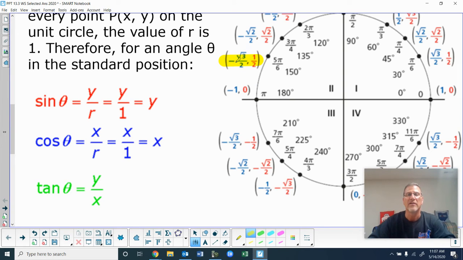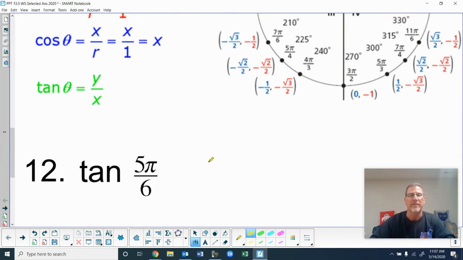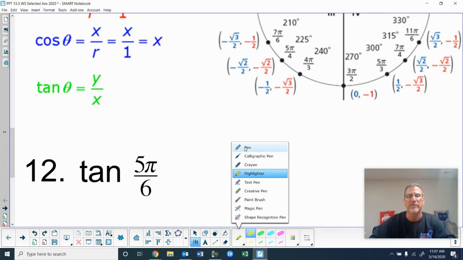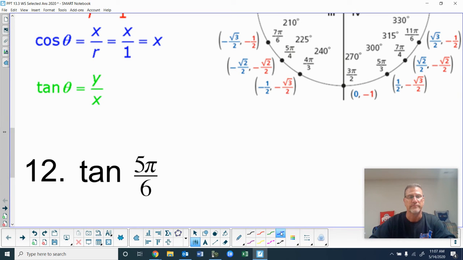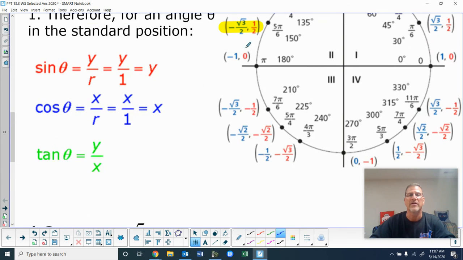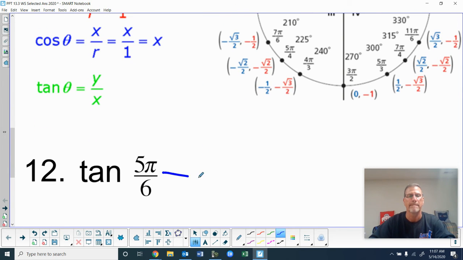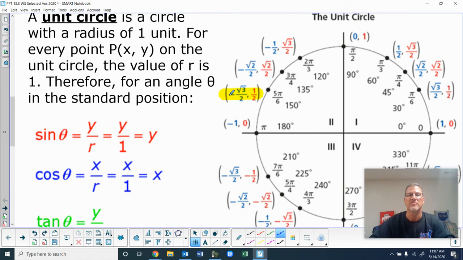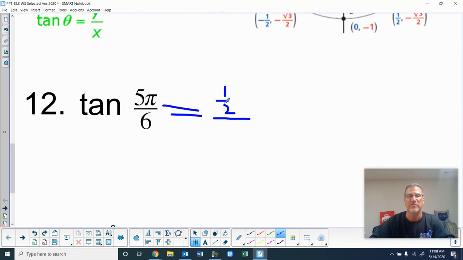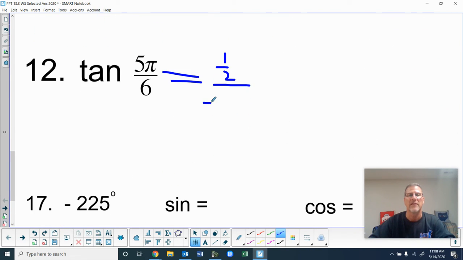Remember, there's the x value, the negative radical 3 over 2, and there's the y value, 1/2. Okay, so I'm going to put the y value, 1/2, in the top. Whoa, that was bad. And my x value is in the bottom, which is negative radical 3 over 2. So that's the fraction. Now I have to simplify this.